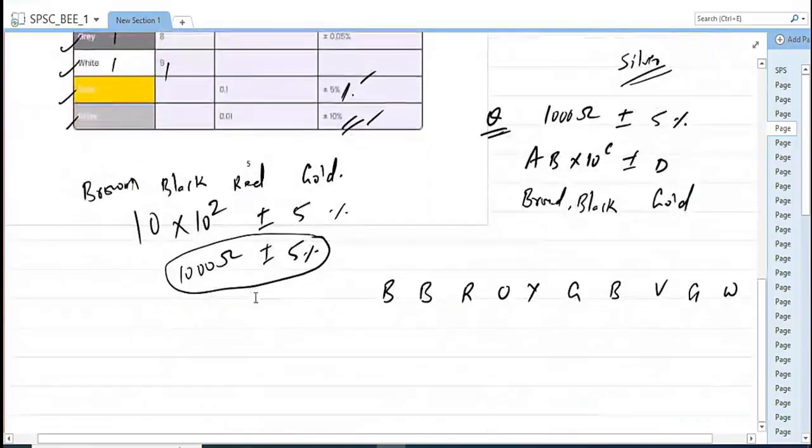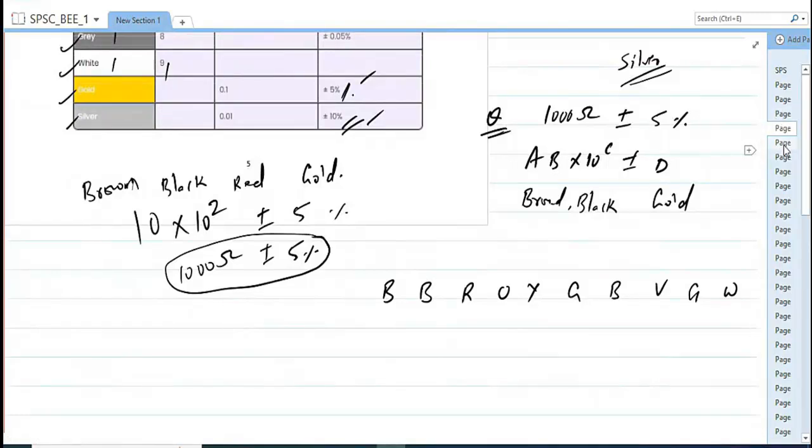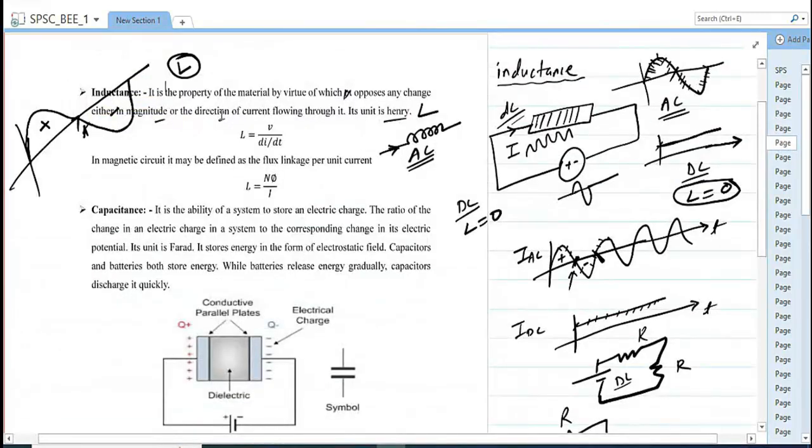Okay, so I think my voice was turned off, so let me discuss the inductance once again. What is inductance? Inductance is the property of the material by virtue of which it opposes any change either in magnitude or in direction of the current flowing through it.